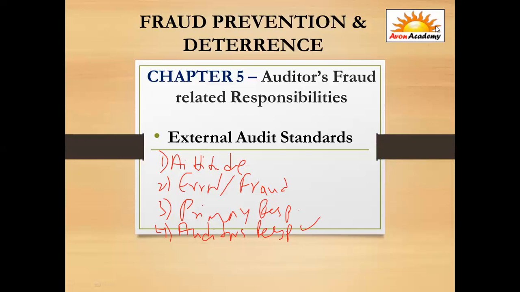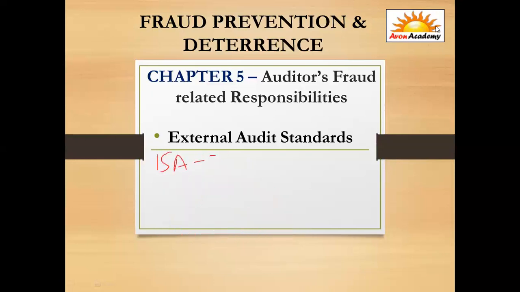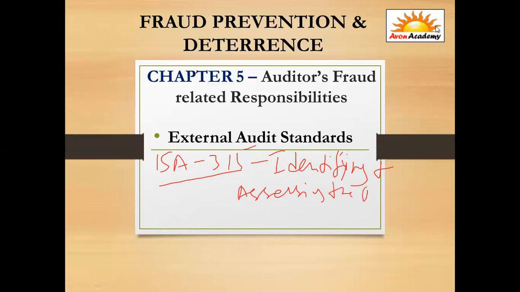Now we'll be seeing ISA 315 as well. ISA 315 is more about identifying and assessing the risks of material misstatement through understanding the entity and its environment.